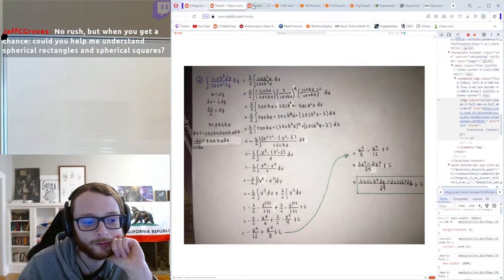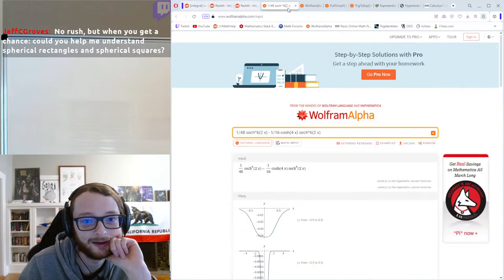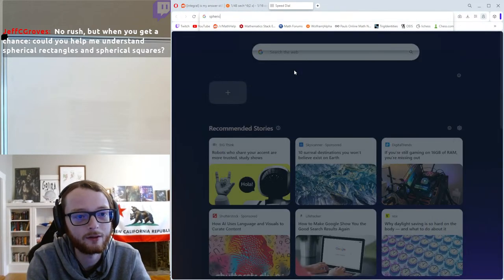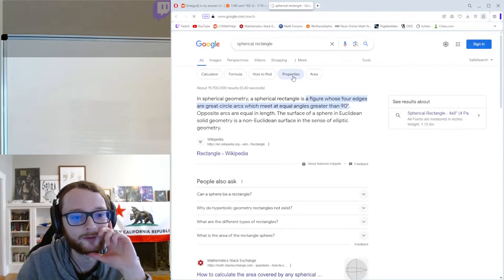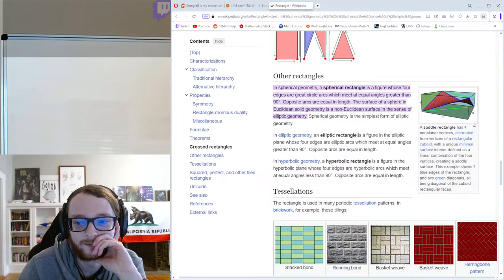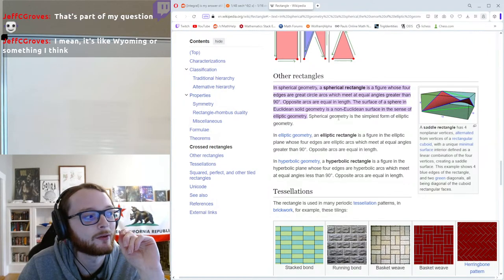Spherical rectangles and spherical squares? I haven't heard of those before. I've tried this one, but I can't get it to quite work out in Wolfram. Yeah. So, what is a spherical rectangle? I've never heard of that before in my life. It's part of your question. Like Wyoming? Like a rectangle that exists on a sphere.